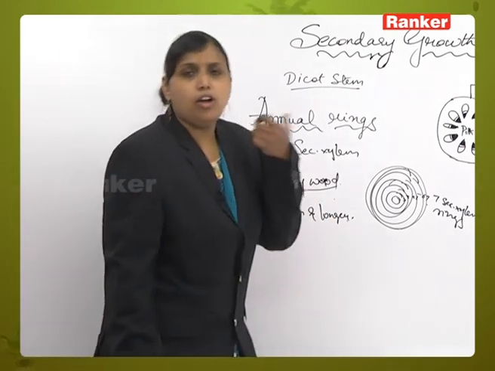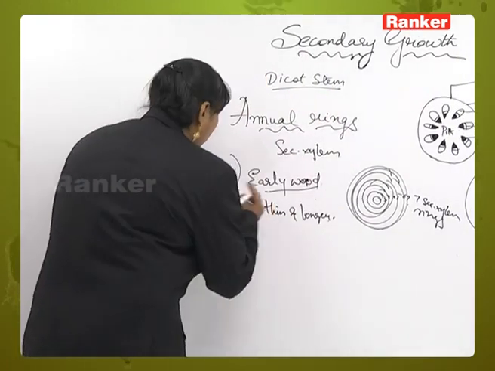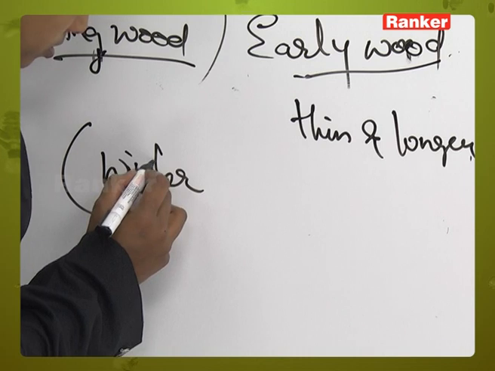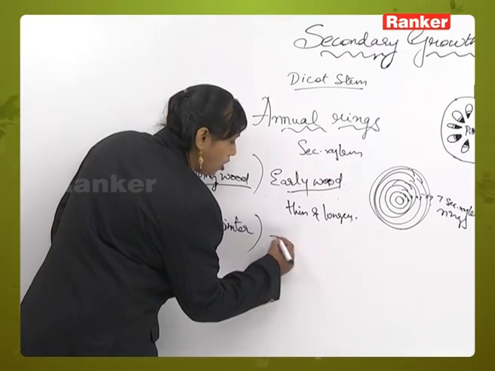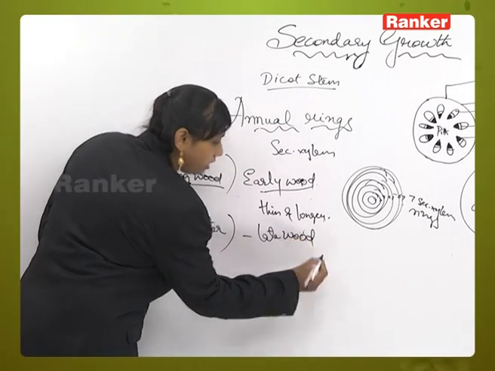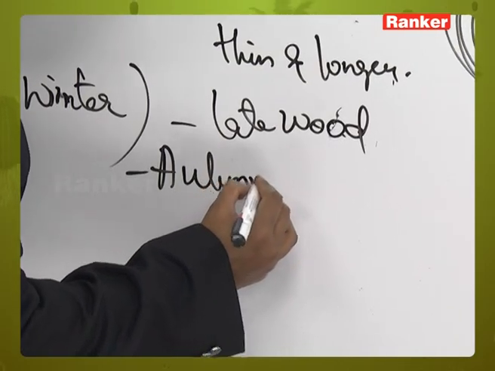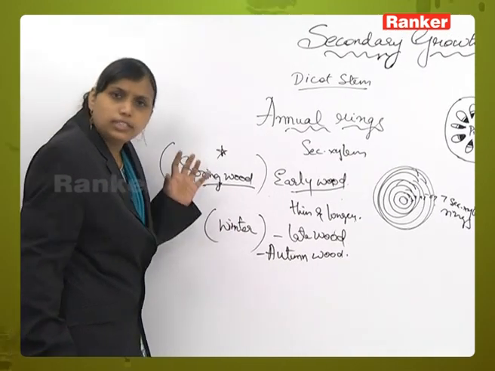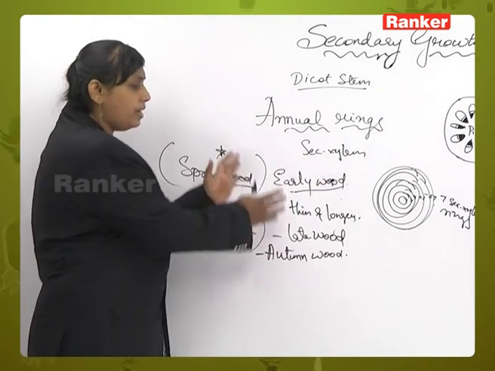And if the activity of the cambium occurs in unfavorable conditions, so what is the unfavorable condition here? That is called the winter season or winter. The unfavorable season, that is called winter. So, the wood that is formed is called late wood, and it is also called autumn wood. Here, because of the activity of the cambium, the xylem vessels which are formed are narrower and much thicker when compared to the early wood.